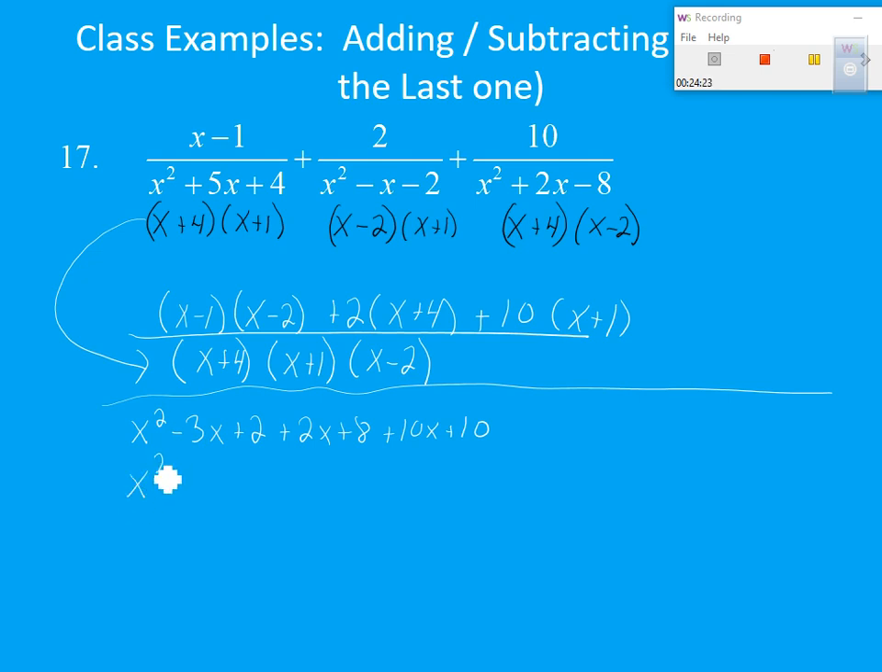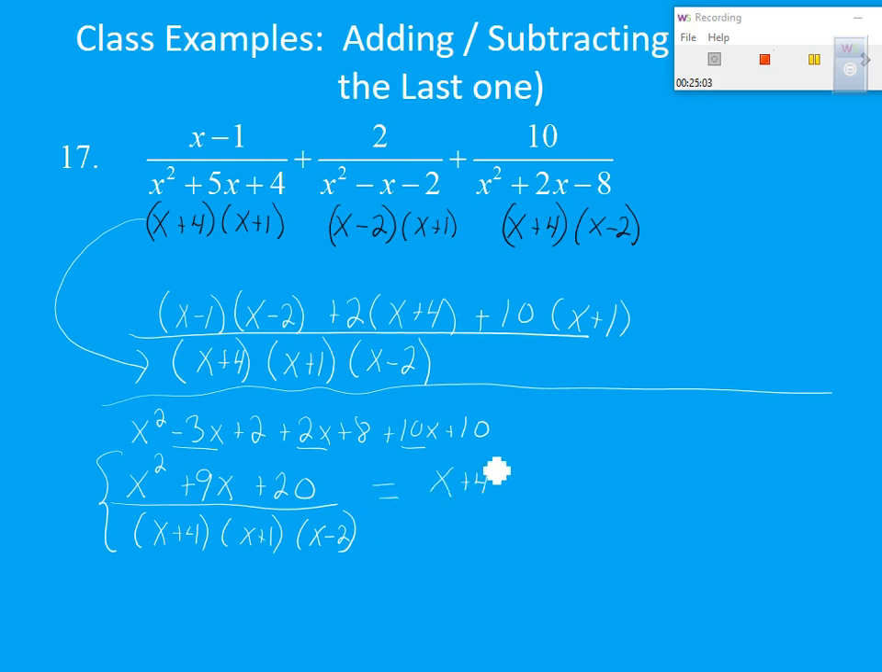So it looks like, guys, I've got x squared plus 9x plus 20. So I simplified that, and it's going to be all over x plus 4 and x plus 1 and x minus 2. And then, we're almost done. I need to see if there's anything the numerator and denominator have in common. So I need to factor that numerator if I can.